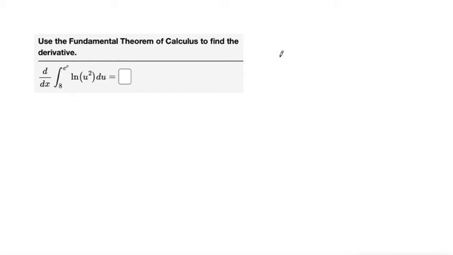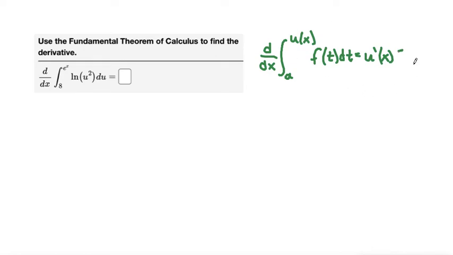On page 7 of that formula sheet, it has a variant of the fundamental theorem of calculus: d dx of the integral from a to u of x of f of t dt is equal to u prime of x times f of u of x.